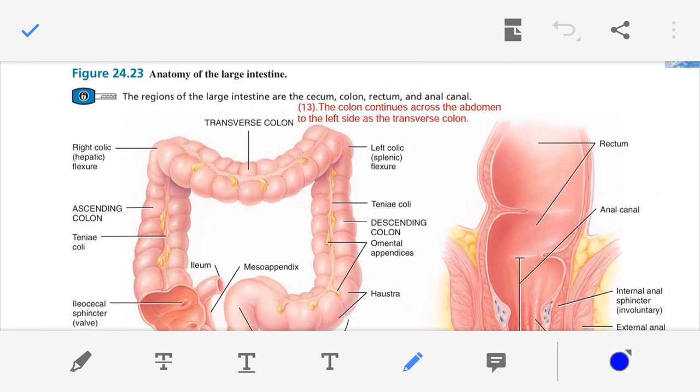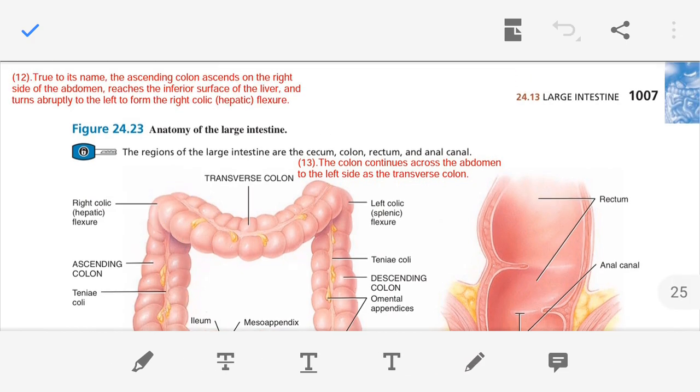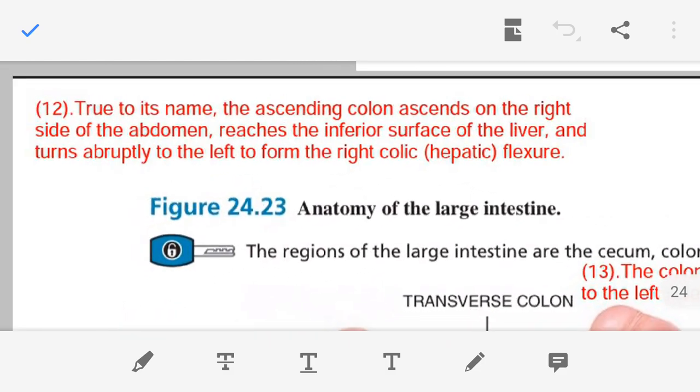So here, this was the ascending colon, and here you see it is turning abruptly. Suddenly it has turned. So this turn part is known as the right colic flexure or the hepatic flexure. So this was the 12th point.